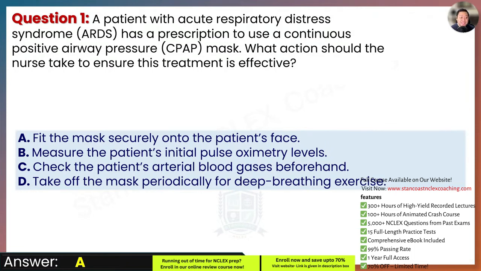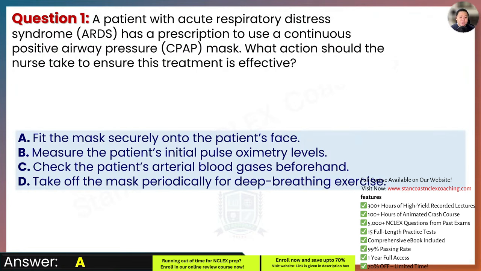Now, what about D? Take off the mask periodically for deep breathing exercises. I want to emphasize here that the whole point of continuous positive airway pressure is in the name. It's supposed to be continuous. And so removing the mask can disrupt the therapy. It will allow the alveoli to collapse, which can worsen oxygenation in ARDS. And if the patient needs additional breathing exercises, there are other ways to support them without taking off the CPAP mask.